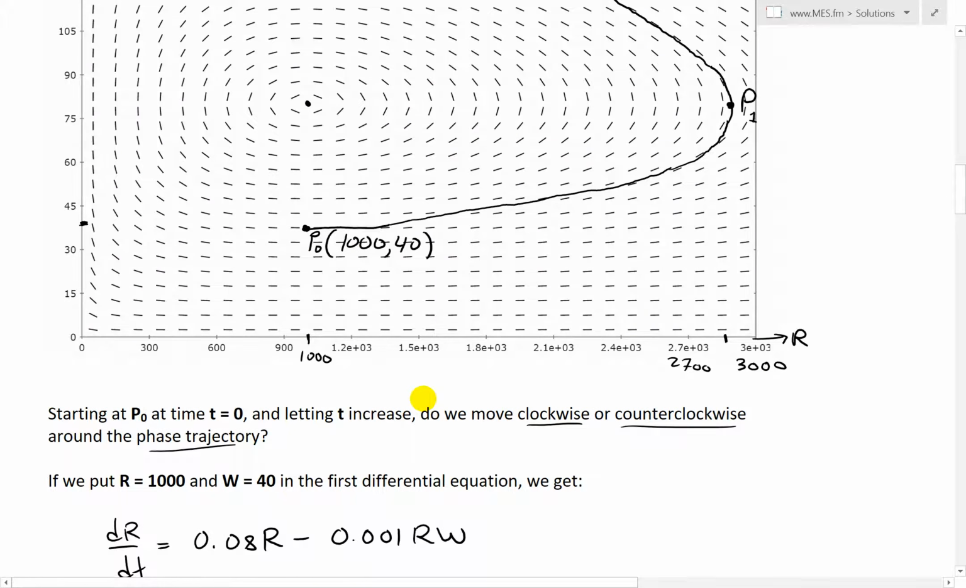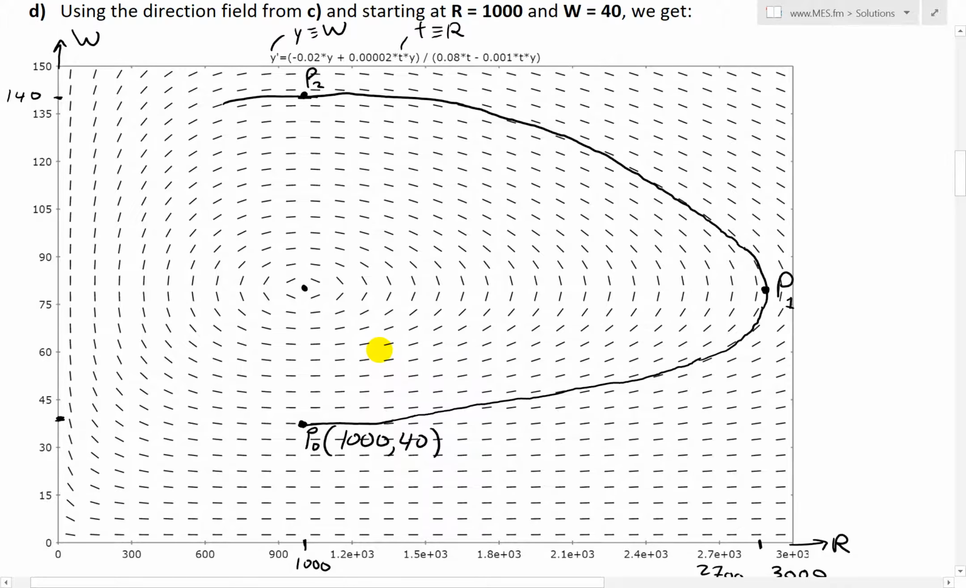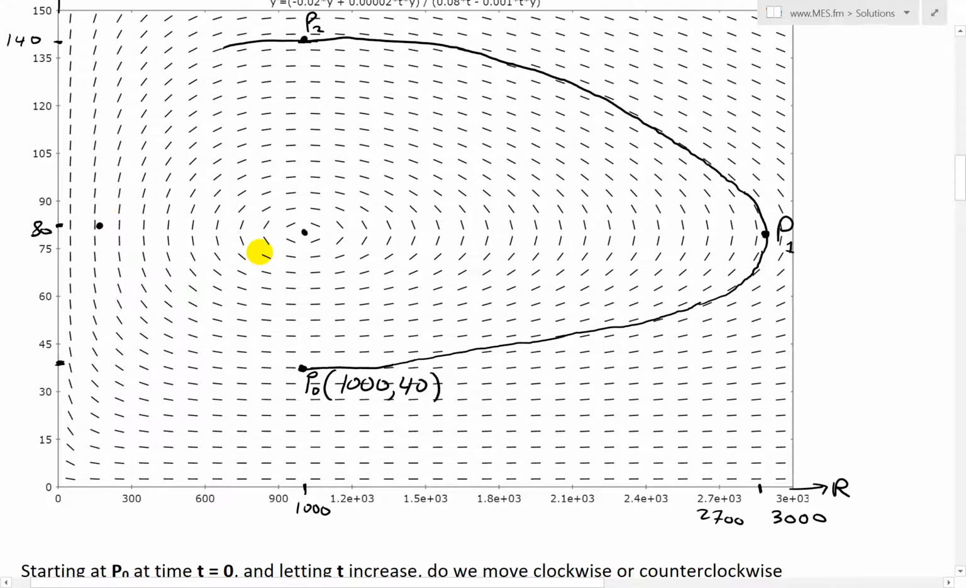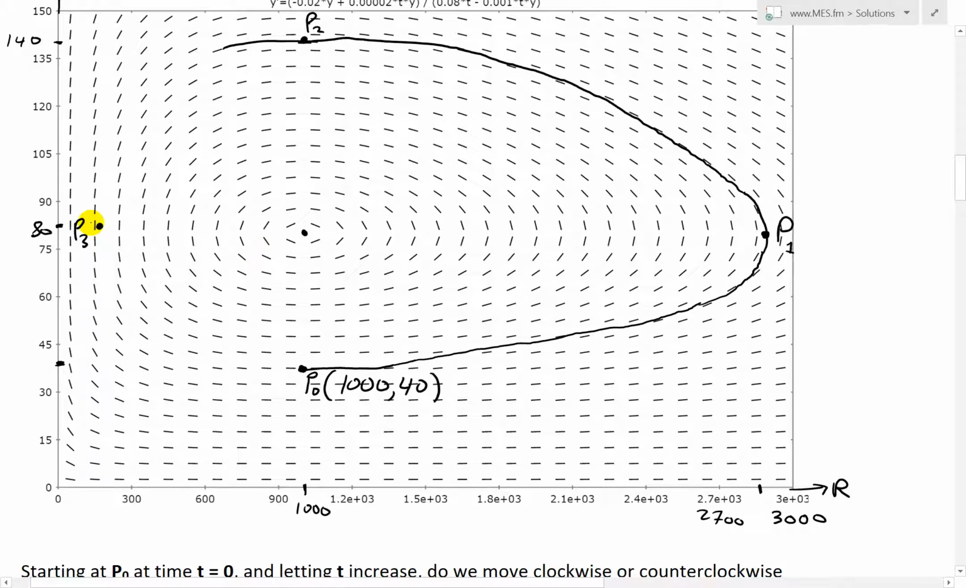So let's go over here. My calculus book has W at about 80, so let's just say somewhere there. And then this point right here, W is 80 and R is about 210. So somewhere about here is the P3 point. And as you can see, it's following along the trajectory. You just follow along these slopes of the direction field.